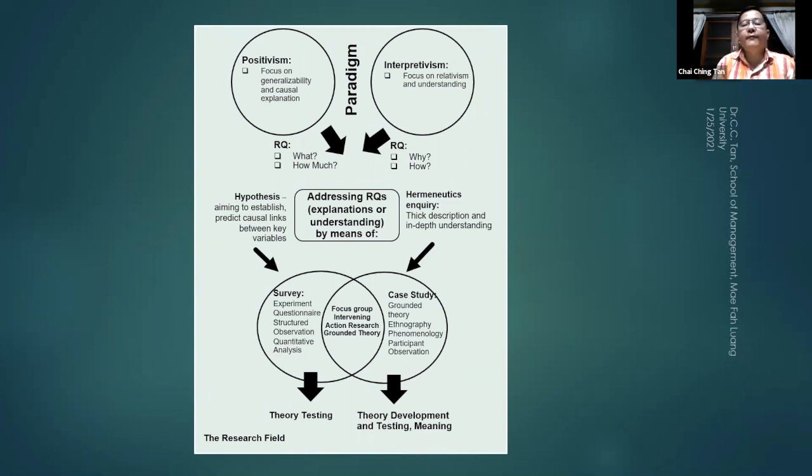And this philosophy, you can see from this page, roughly, you don't need to go into the detail. We will go into the details later. Roughly, you will see the two philosophies. One of them is positivism, and another one is interpretivism. What does it mean? It means that there are two different types of world. There are two different worlds.